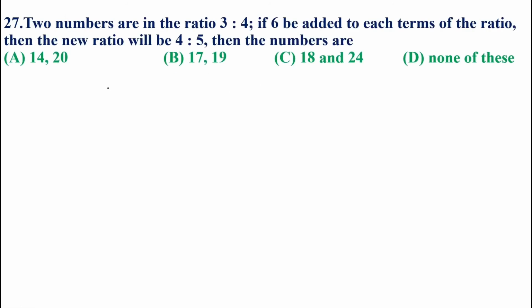Two numbers are in the ratio of 3:4. There are two numbers, they are in the ratio of 3:4. If 6 is added to each term, it will become 4:5. Then find the numbers.